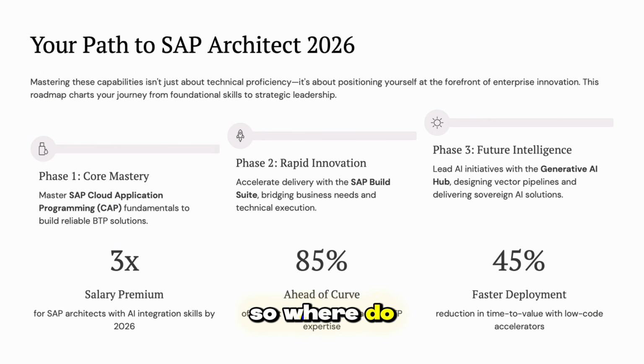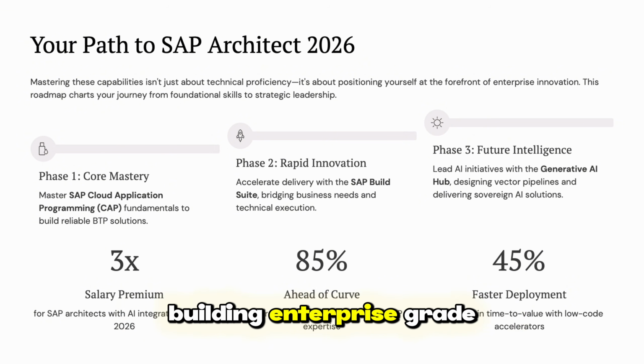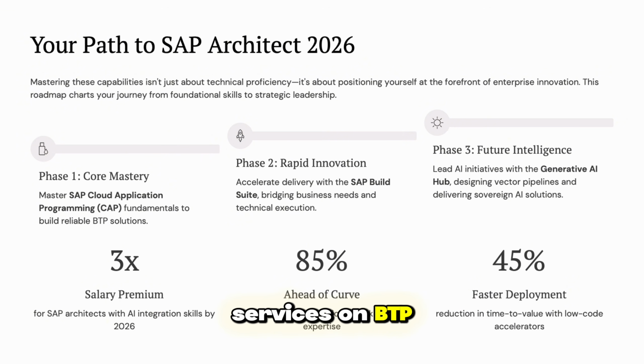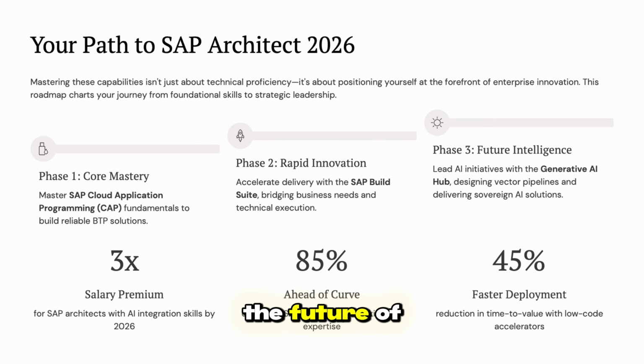So where do you start? The landscape is vast, and it's easy to get overwhelmed by the hundreds of services in the BTP Discovery Center. If you've already watched my What is BTP video, your next steps in 2026 must be strategic, not random. First, you must master CAP, the Cloud Application Programming Model. This is the gold standard for building enterprise-grade services on BTP. It forces you to use the clean core philosophy from day one. If you understand CAP, you understand the future of SAP development.